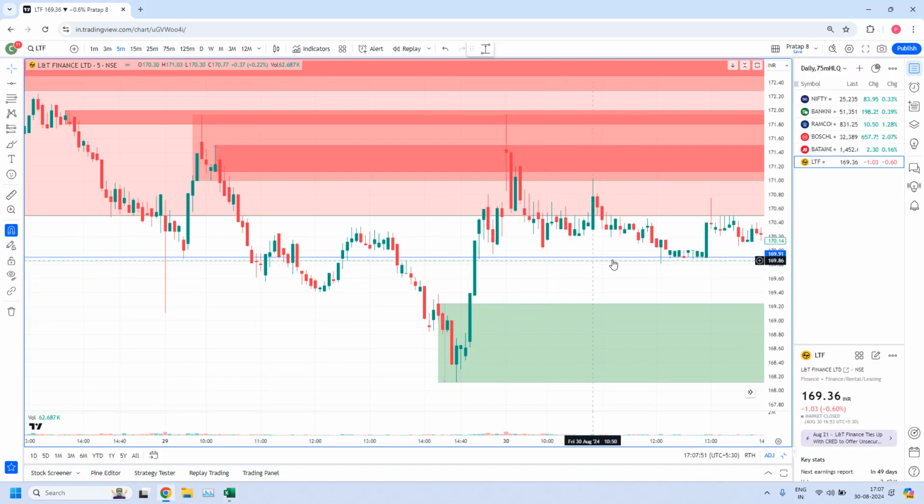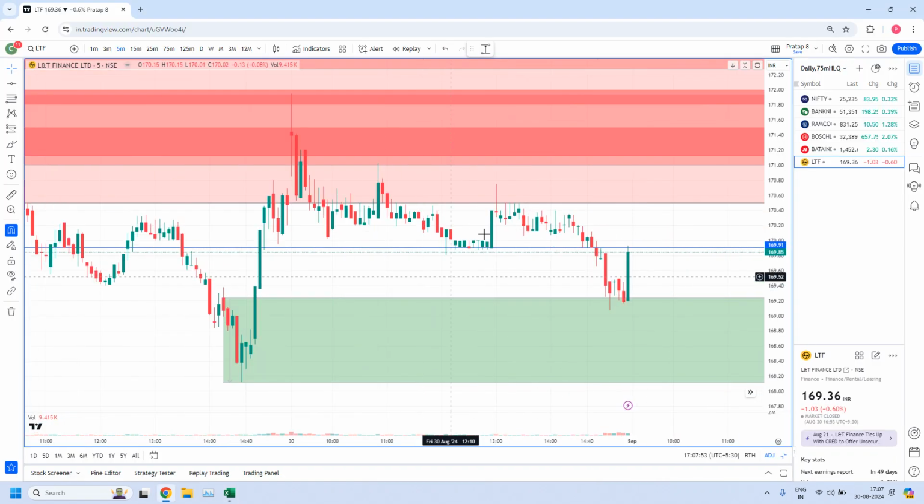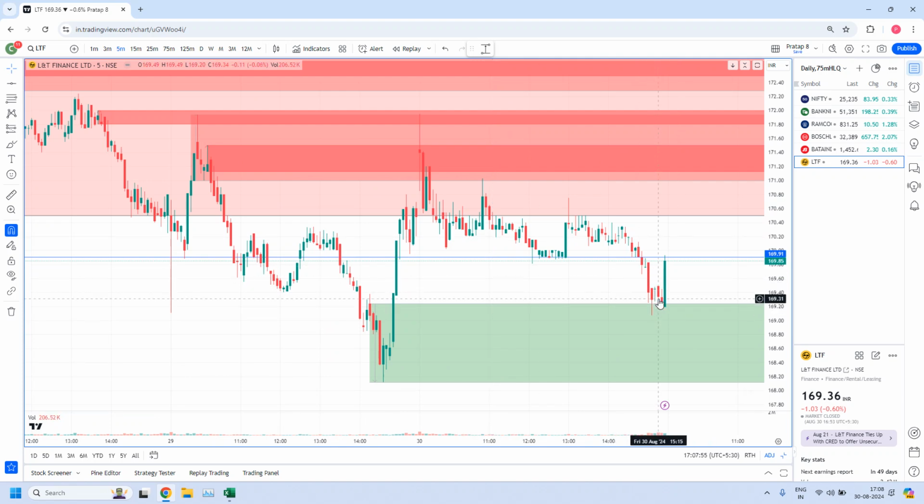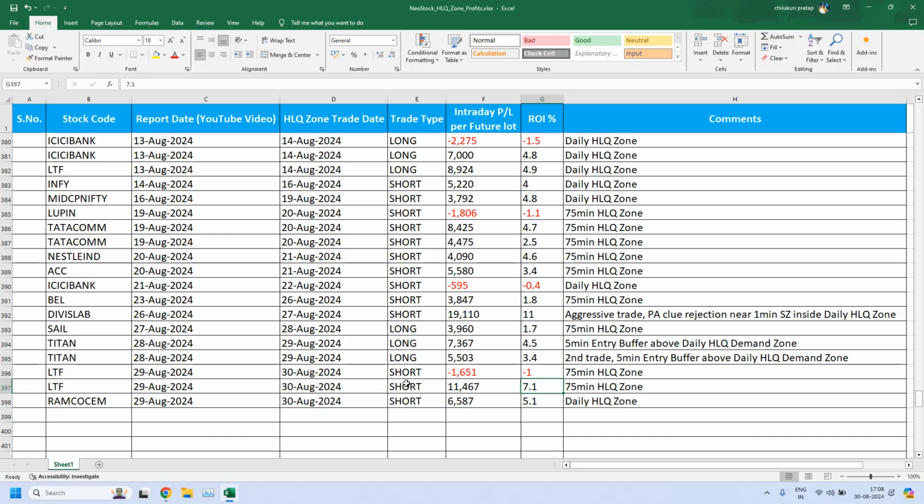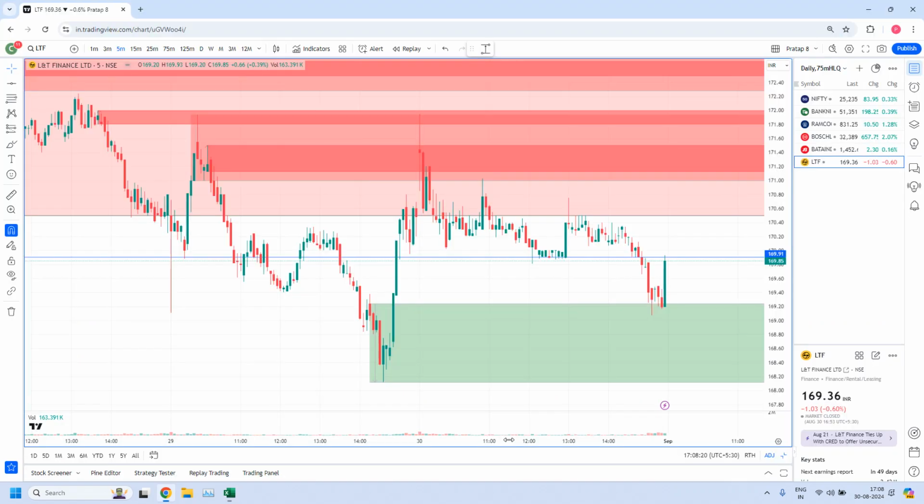Maybe you might have exited at this blue color line, but it has given you that opportunity. So that is what I am registering in this Excel sheet, whatever the maximum opportunity it has given. Maybe from this opportunity, some of you might have got only 7,000 rupees profit or 8,000 rupees profit, some of you 9,000 rupees. It all depends on where you exited from your trade. But this is the maximum opportunity it has given, and the maximum ROI it has given is 7.1%. So this is about LTF.